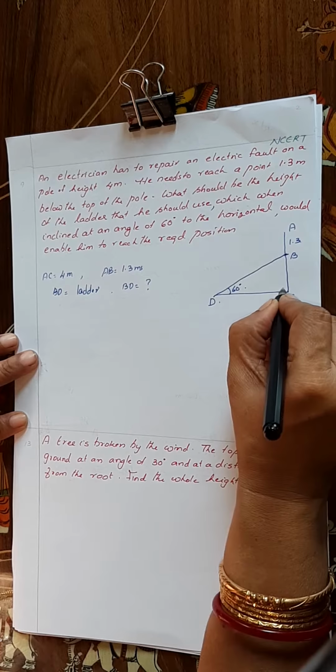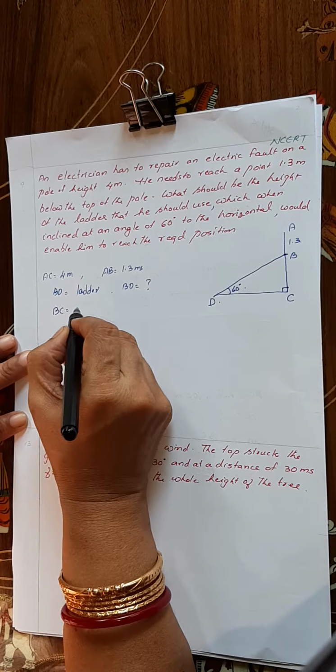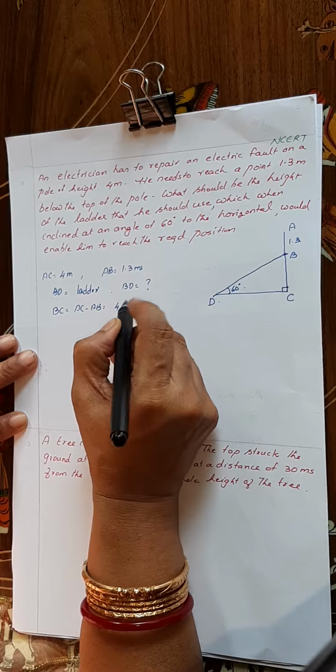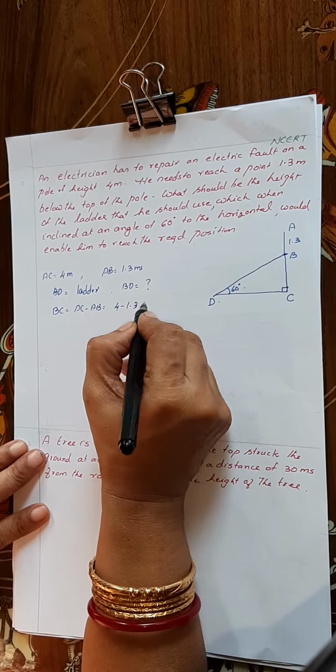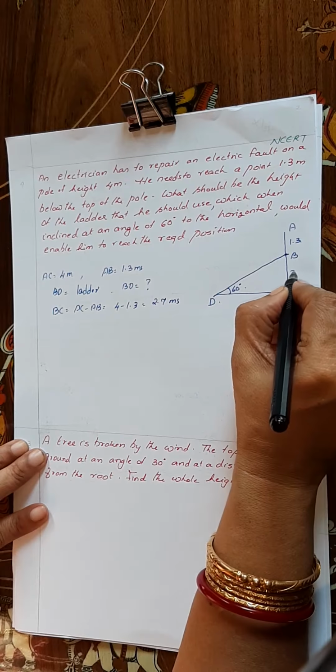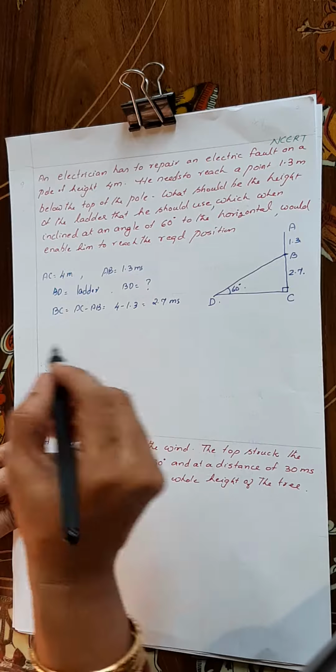So now this is always perpendicular. So BC is equal to AC minus AB. This is 4 minus 1.3, that is equal to 2.7 meters. So therefore, now we have to find BD.